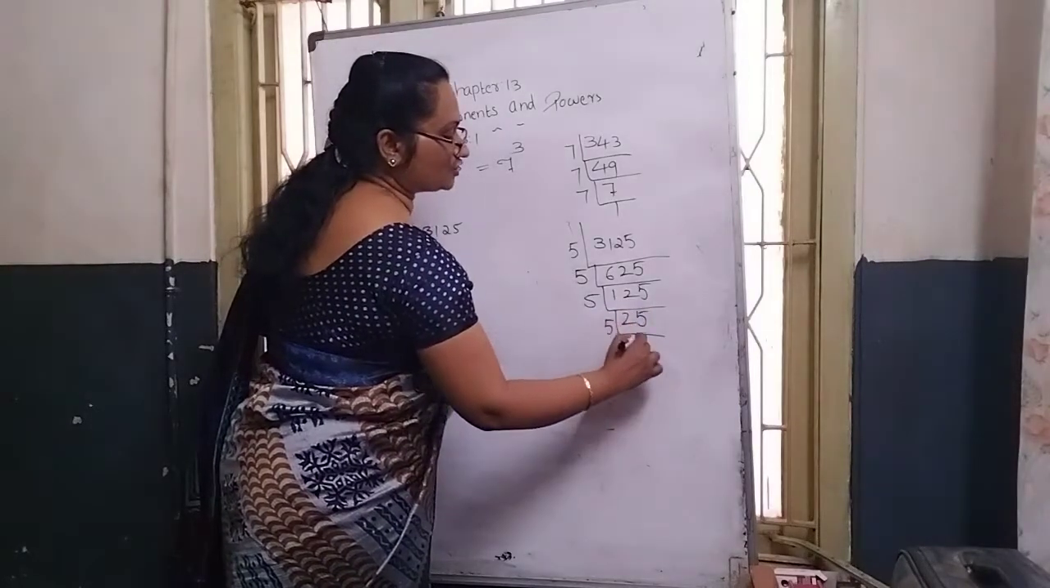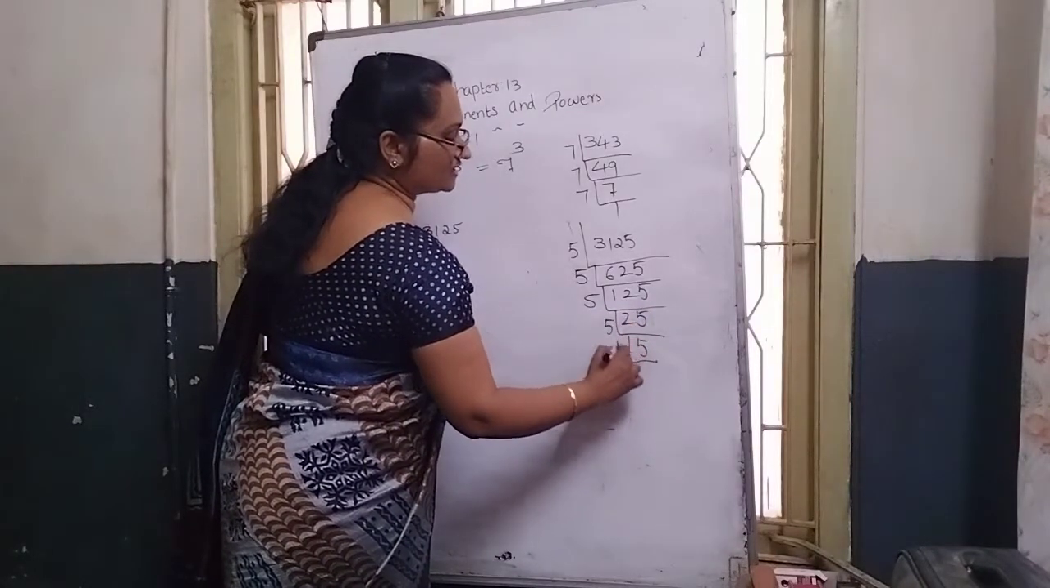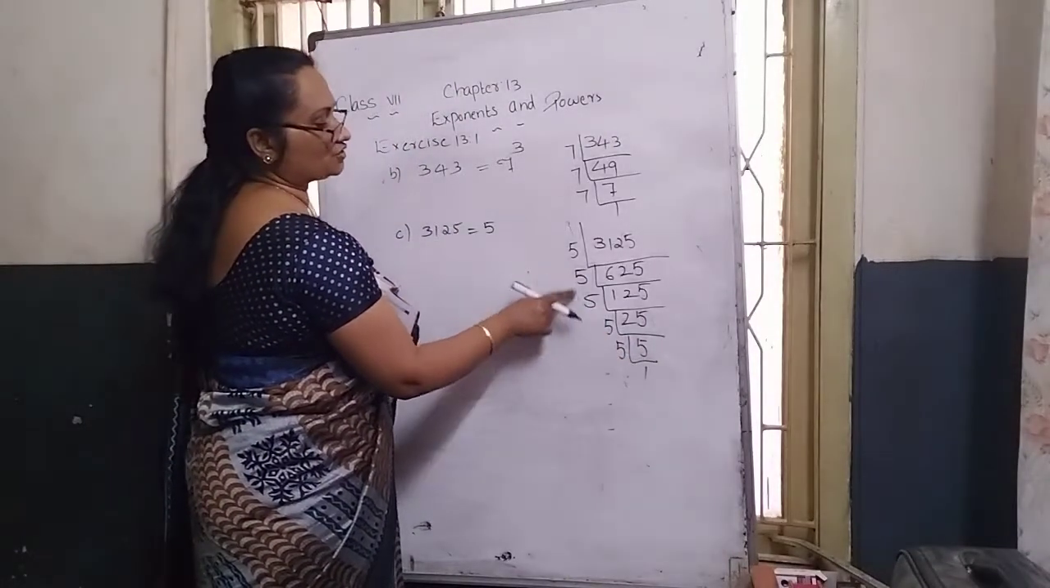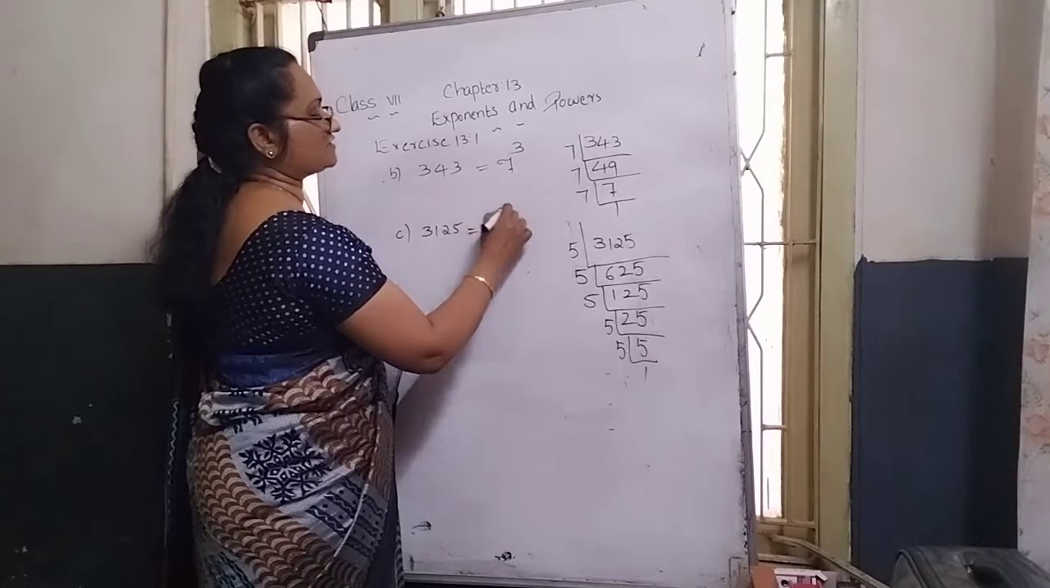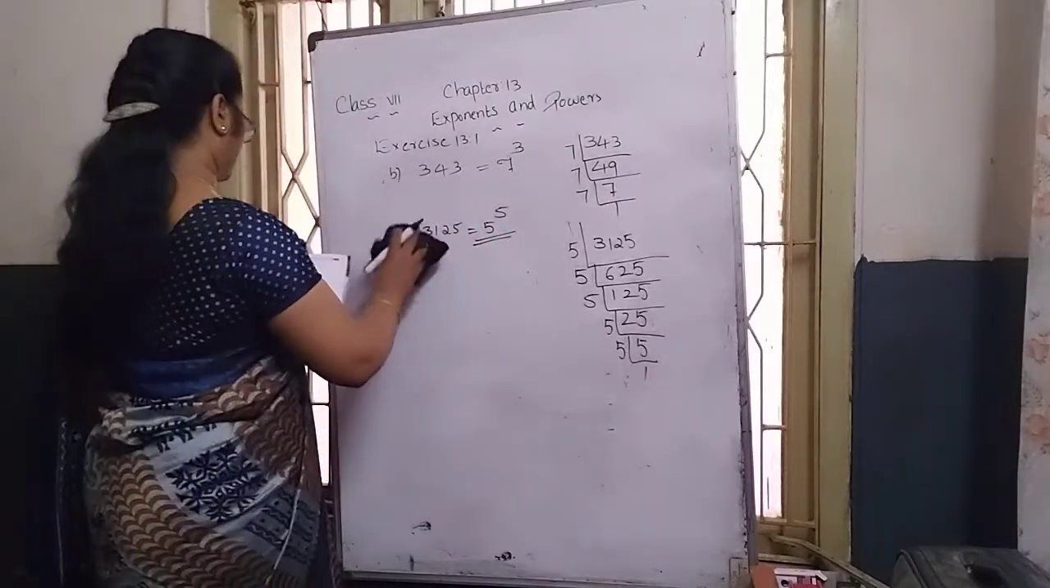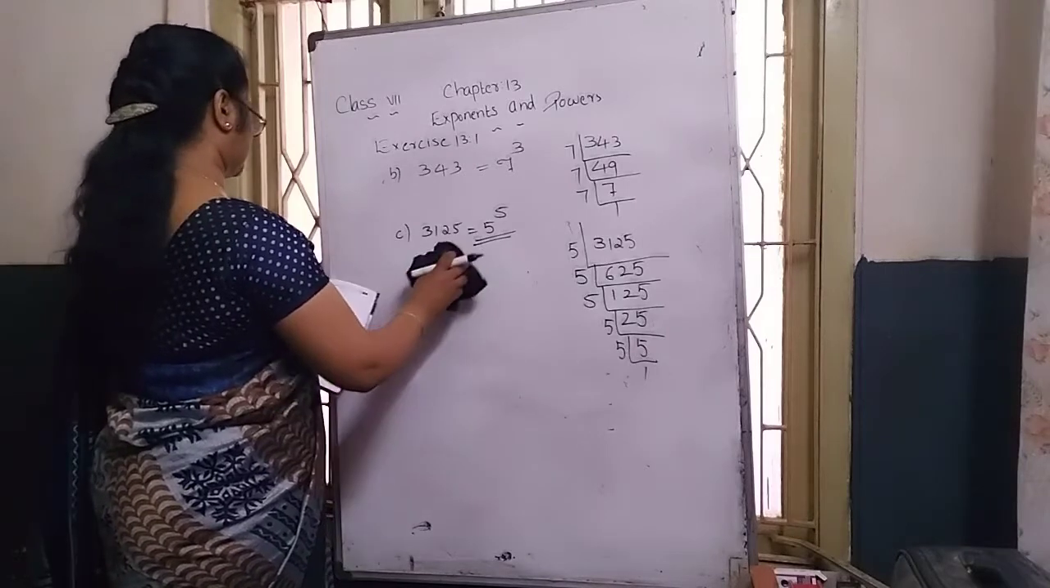Again we can continue with the 5. Then here, how many times is 5 repeated? 1, 2, 3, 4, 5 times 5 is repeated. We can express it in this way, power notation. I hope you can understand this one.